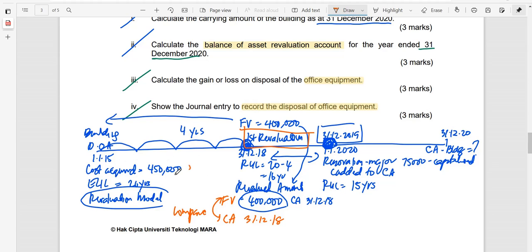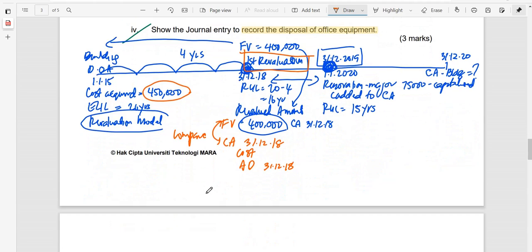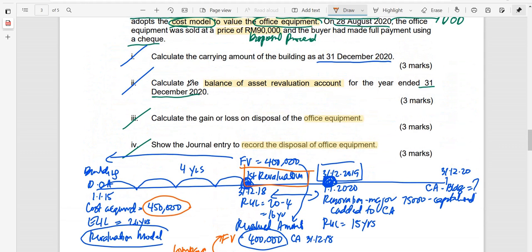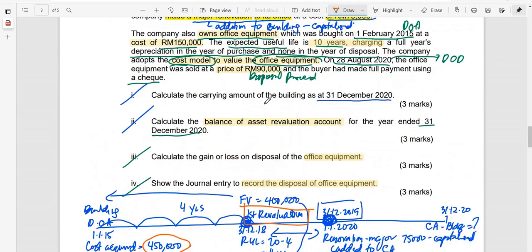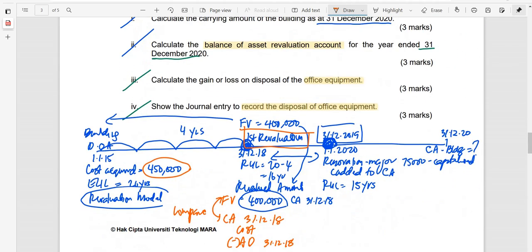The cost was 450,000, and find out the carrying amount by doing this cost and find out the accumulated depreciation on 31st of December 18. So you will have to remove the accumulated depreciation, and then you will be able to get the carrying amount. So you need to go and do this. So let's do that, because we need to find out what the revaluation reserve balance is. Since there is only initial revaluation, and therefore that is the only balance available because there is no more revaluation after 31st December 18.